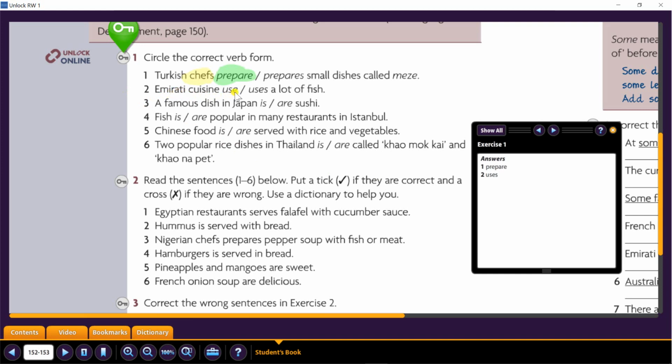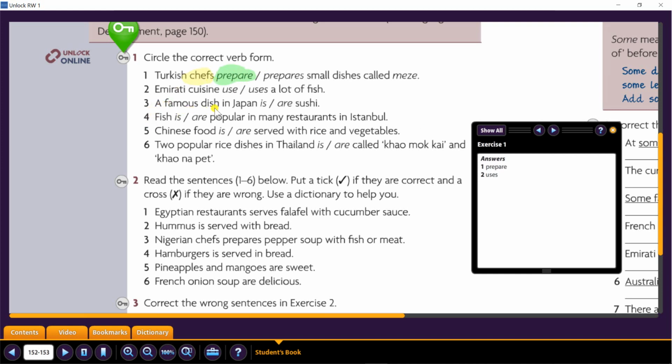Emirati cuisine, use or uses? The correct answer is uses. Why? Because here we have cuisine, not cuisines. So since there's no S here, we put S here. But if we find the S here, no need to put S here. Okay?